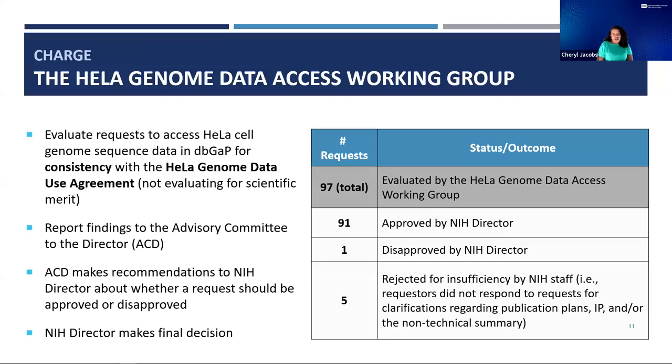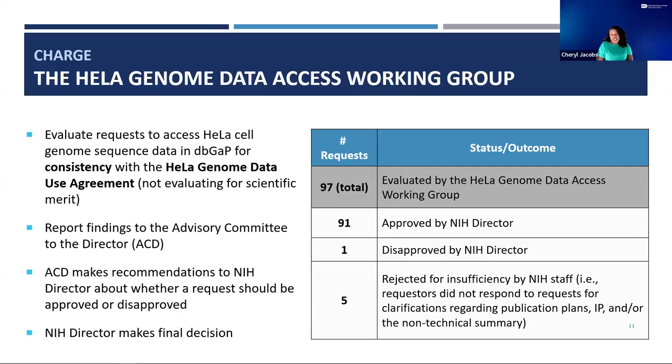So far, the working group, we'll go to the table on the right, they've evaluated 97 requests, and that's their charge. They're looking to evaluate requests for consistency to the HeLa genome data use agreement, and they are only looking for consistency to the agreement. They're not evaluating on scientific merit. They report these findings to the advisory committee to the director, or the ACD, and the ACD makes these recommendations to the NIH director, and the NIH director makes the final decisions.